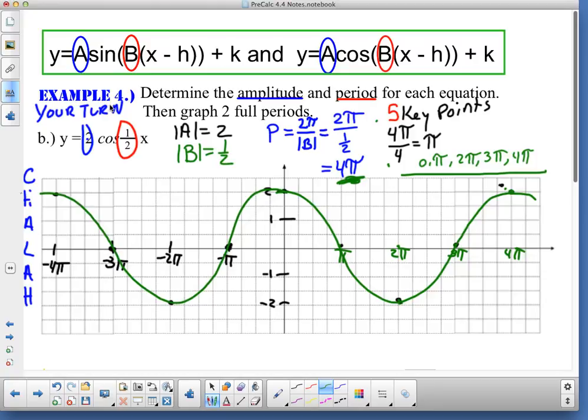Keep in mind, cosine starts high, goes to the axis, goes low, back to the axis, back high. And I just brought it back so I could fulfill my graph of 2 full periods. So keep that in mind as you're looking at the things that we need as we go.